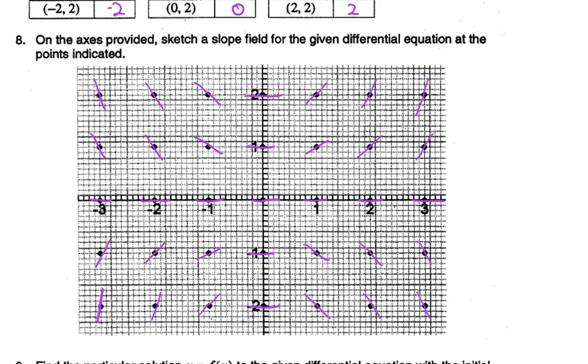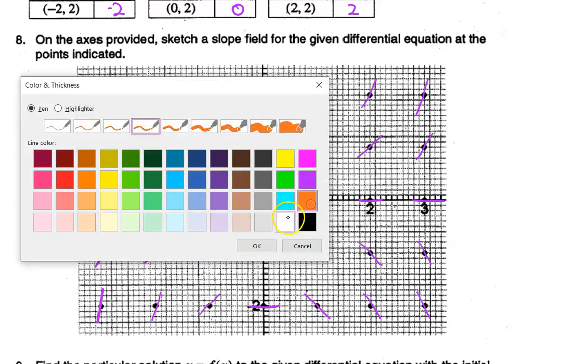Okay, do you have a slope field that looks like mine? Okay, hopefully yes. If not, erase it, go back, try it again. If I'm looking at the general direction of these, what I'm seeing is, switch back here.